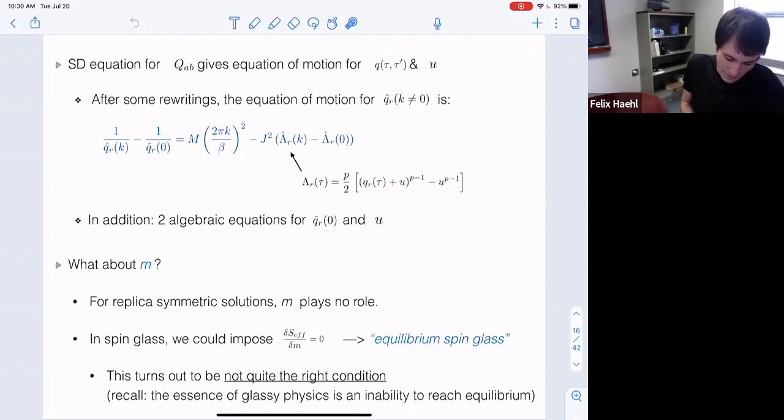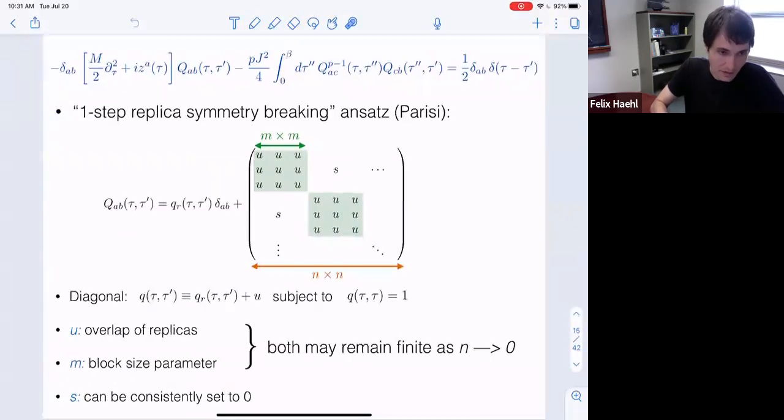And then in addition, you get some algebraic equations for these other parameters. For the 0 mode of Q, because as you can see, this equation here is empty for k equals 0, there's another equation that determines the 0 mode, and then there's an equation that determines U. What you don't get from this strategy is an equation for M. So how do you determine this M, the size of these blocks here?